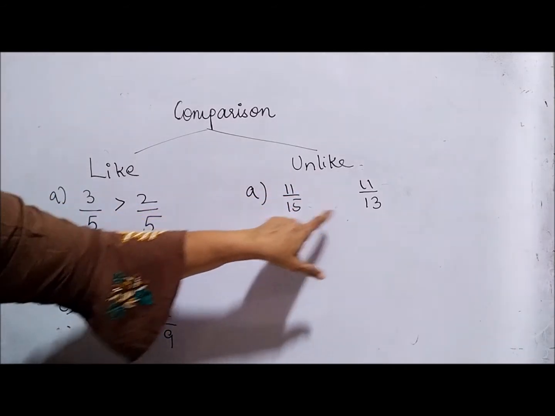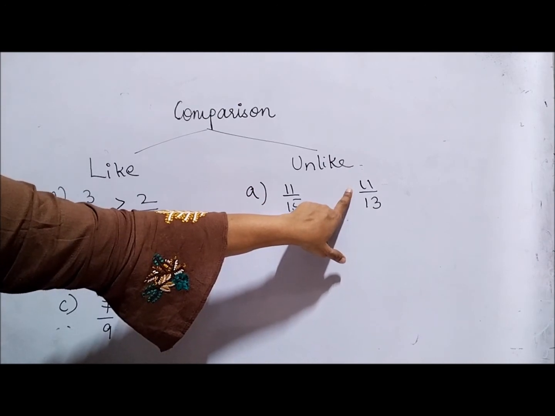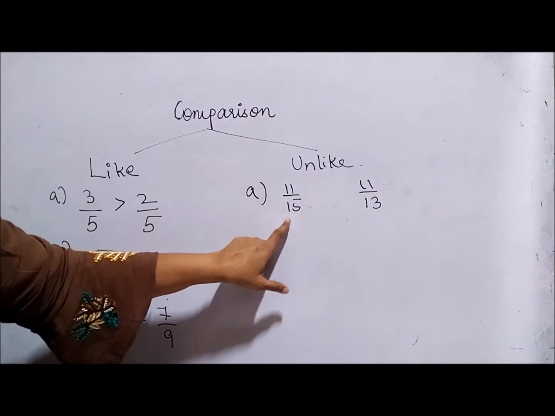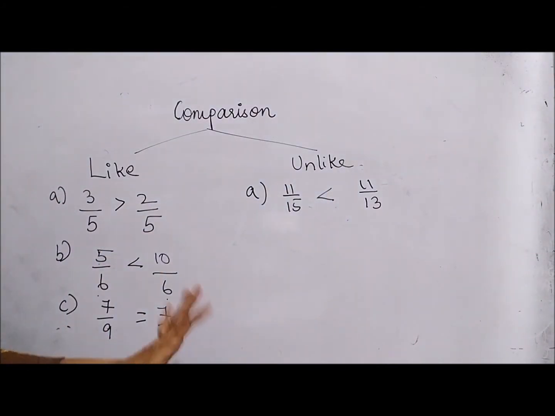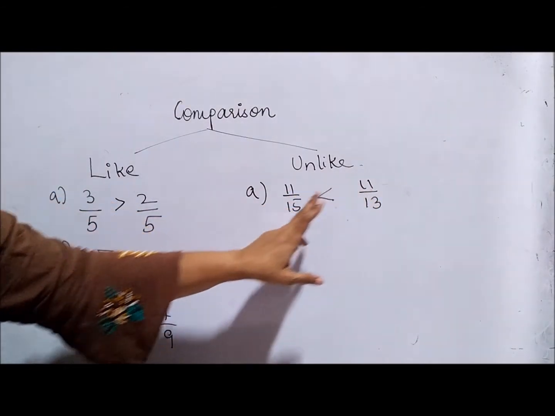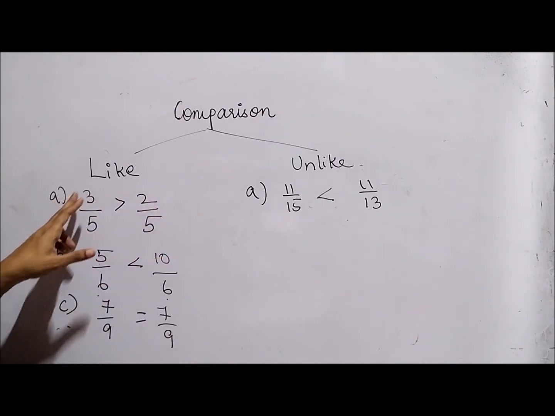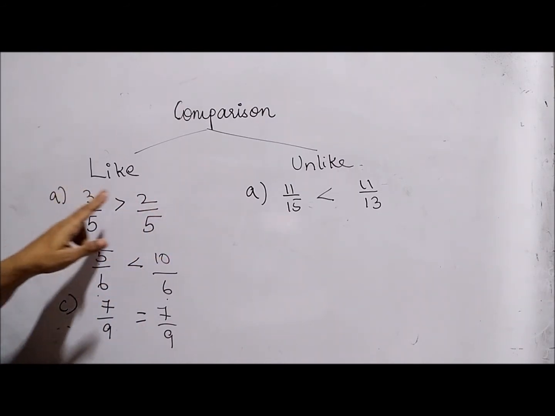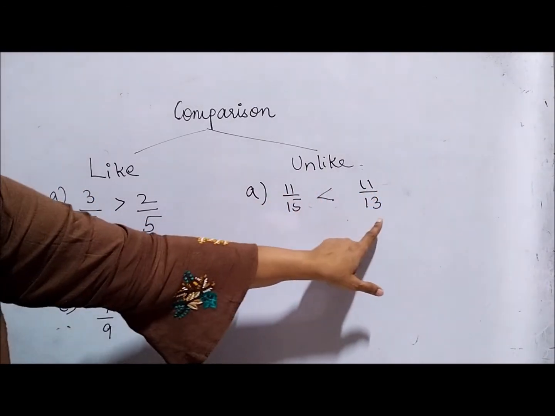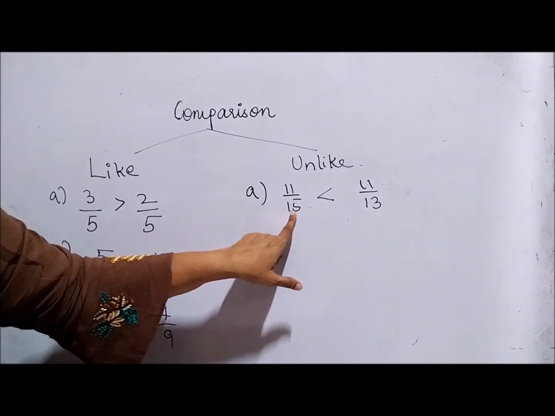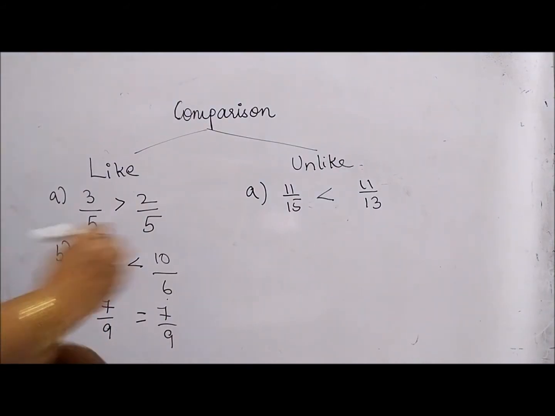If the denominator is different but the numerator is the same, then the fraction with the highest denominator is the least number. This is a trick, if the numerator is the same and the denominator is different. If the denominator is the same and the numerator is different, then the largest number in the numerator is largest. But here, if the numerator is the same and the denominator is different, then the largest number in the denominator is the smallest one in the fraction.